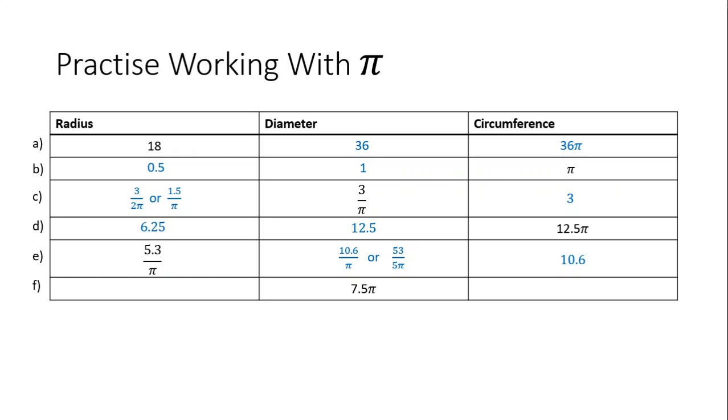Last row, probably the most difficult one. If the diameter is 7.5 pi, the radius is half of that. That's 3.75 pi. And their circumference, either 2 times the radius times pi, or just the diameter times pi, it's going to be 7.5 pi squared, because I did 7.5 pi times another pi, so the pi is getting squared.